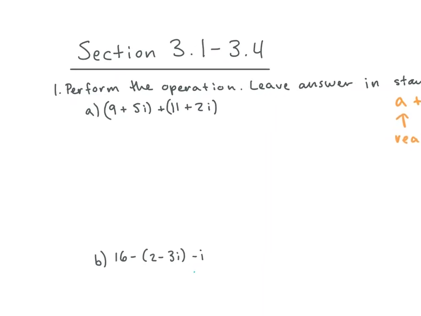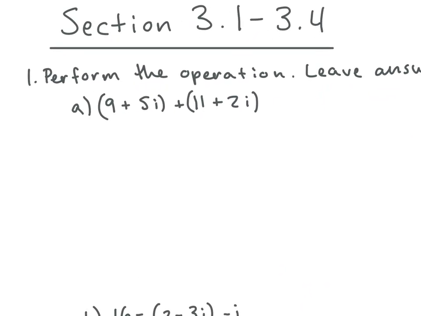Looking at number 1a, we can only add the real parts together and add the imaginary parts together. So we have 9 plus 11, which is 20. And 5i plus 2i? 7i. So 20 plus 7i.